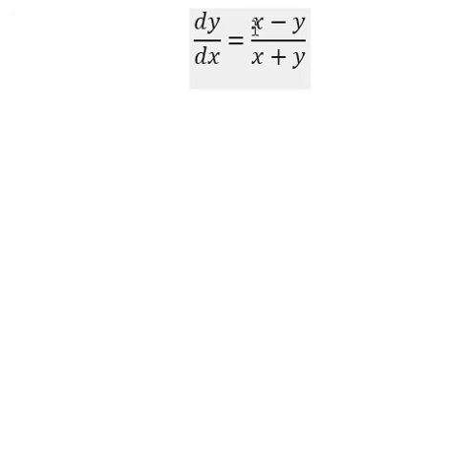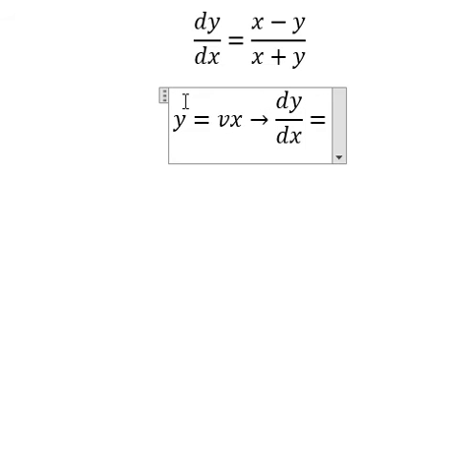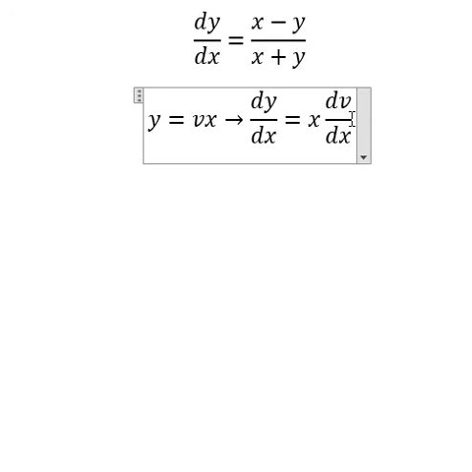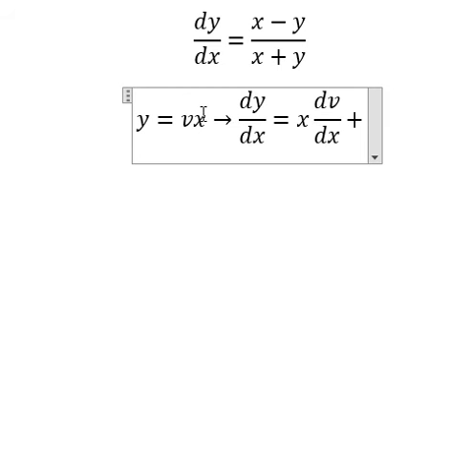This is about homogeneous. So we need to use y equals vx. So if we do the first derivative for both sides, you have dy over dx. We apply the product rule of derivative. So we do the first derivative of v, so we have dv over dx multiplied by x. Later, we do the first derivative of x. You get 1. So that means we have only v.